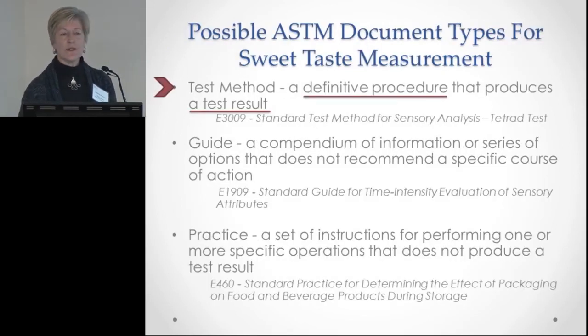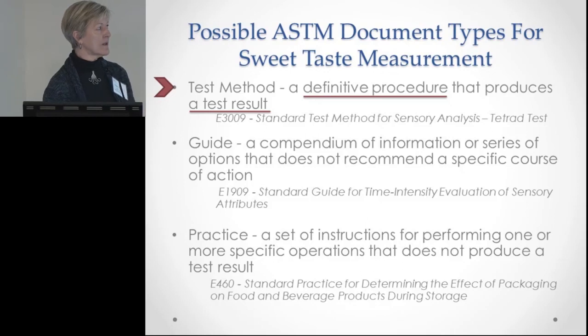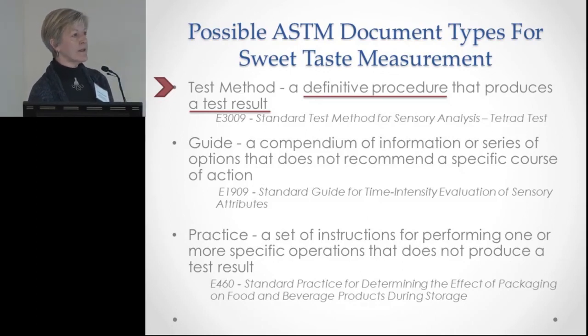So I looked through the different document types that you could consider through ASTM for sweet taste measurement. These are definitions that have come from ASTM. There are other types of methods, but a test method is very definitive, and you have a very specific way to do it and analyze it, and you end up with a result. So think about all our discrimination test methods: triangle method, tetrad method, duo, trio. Those are very specific ways to test.